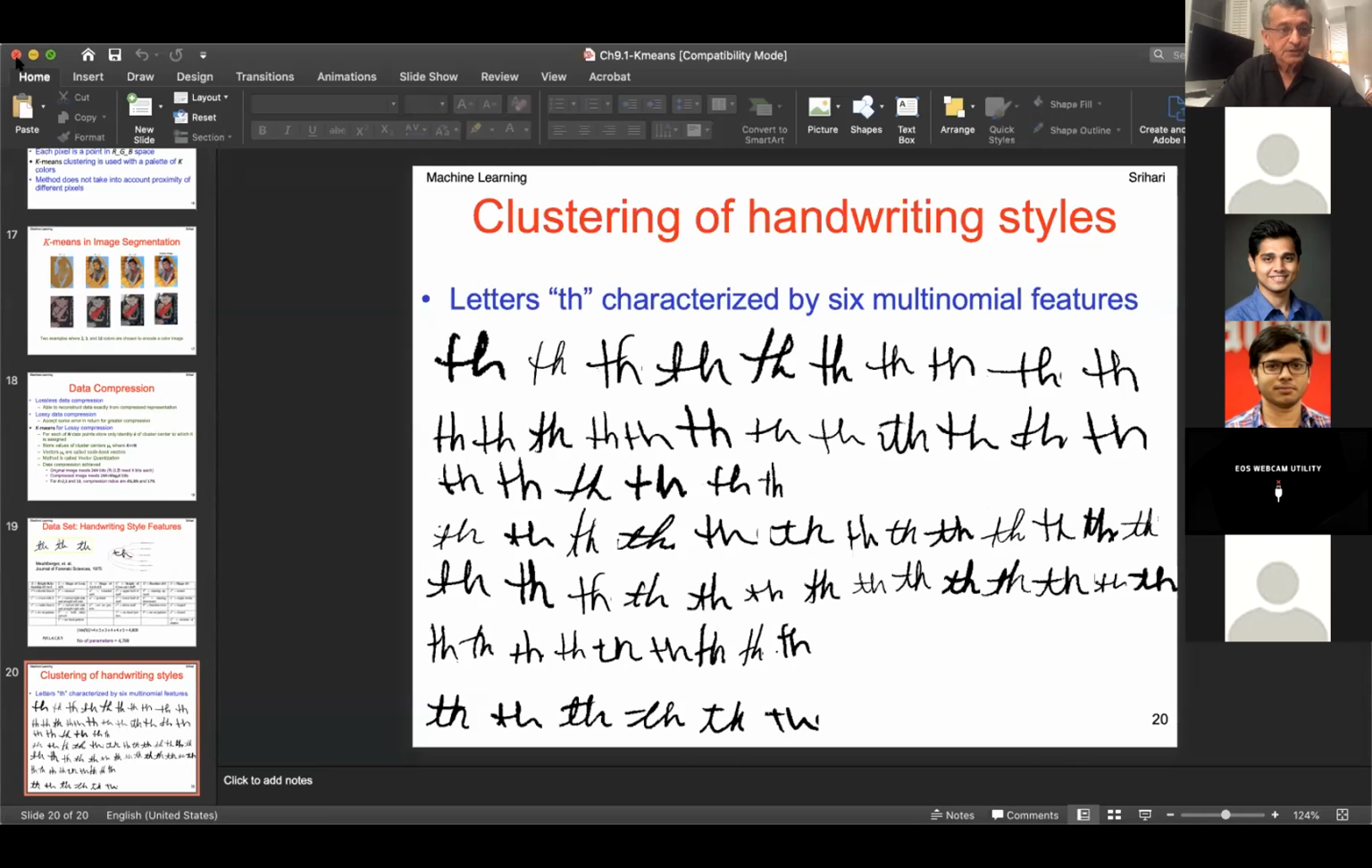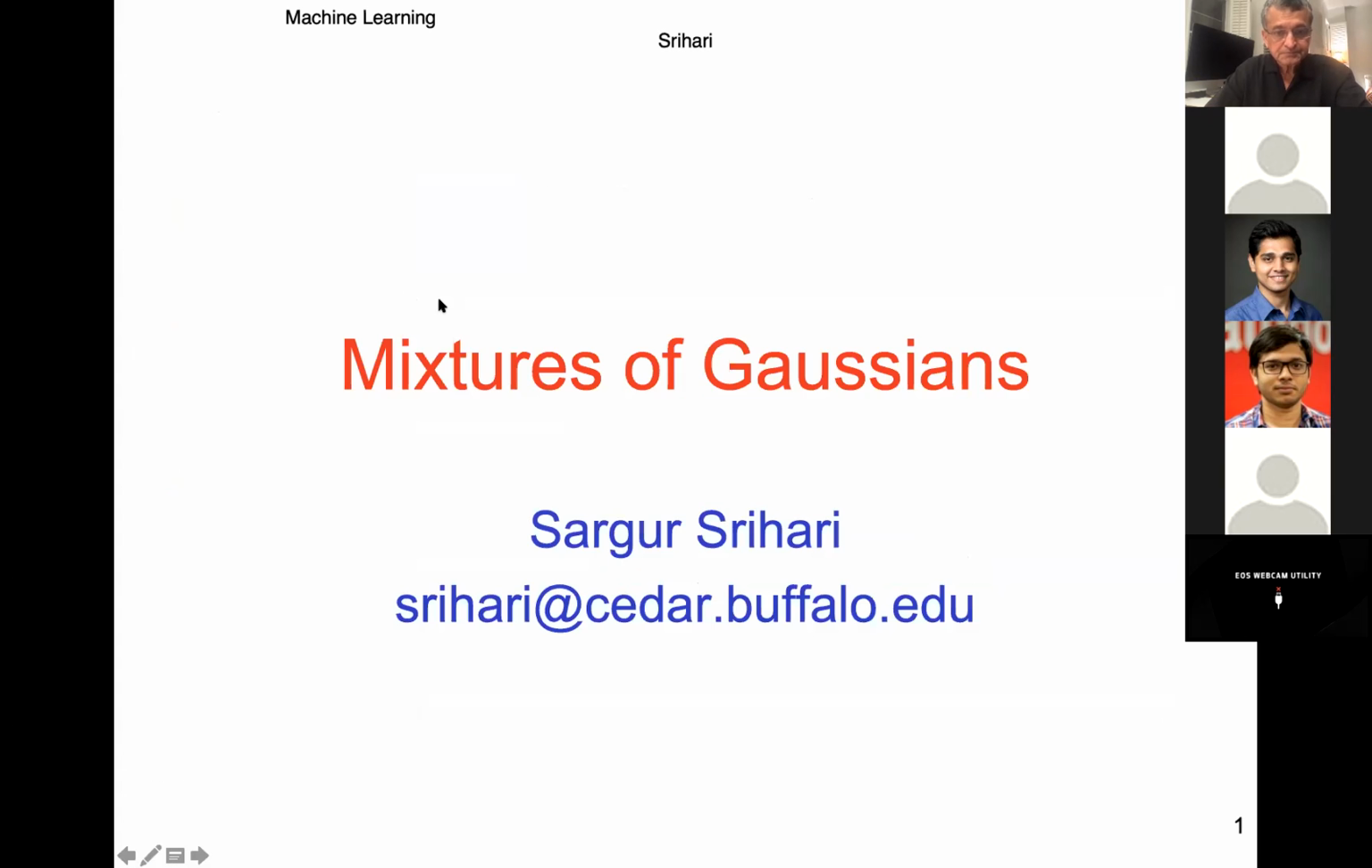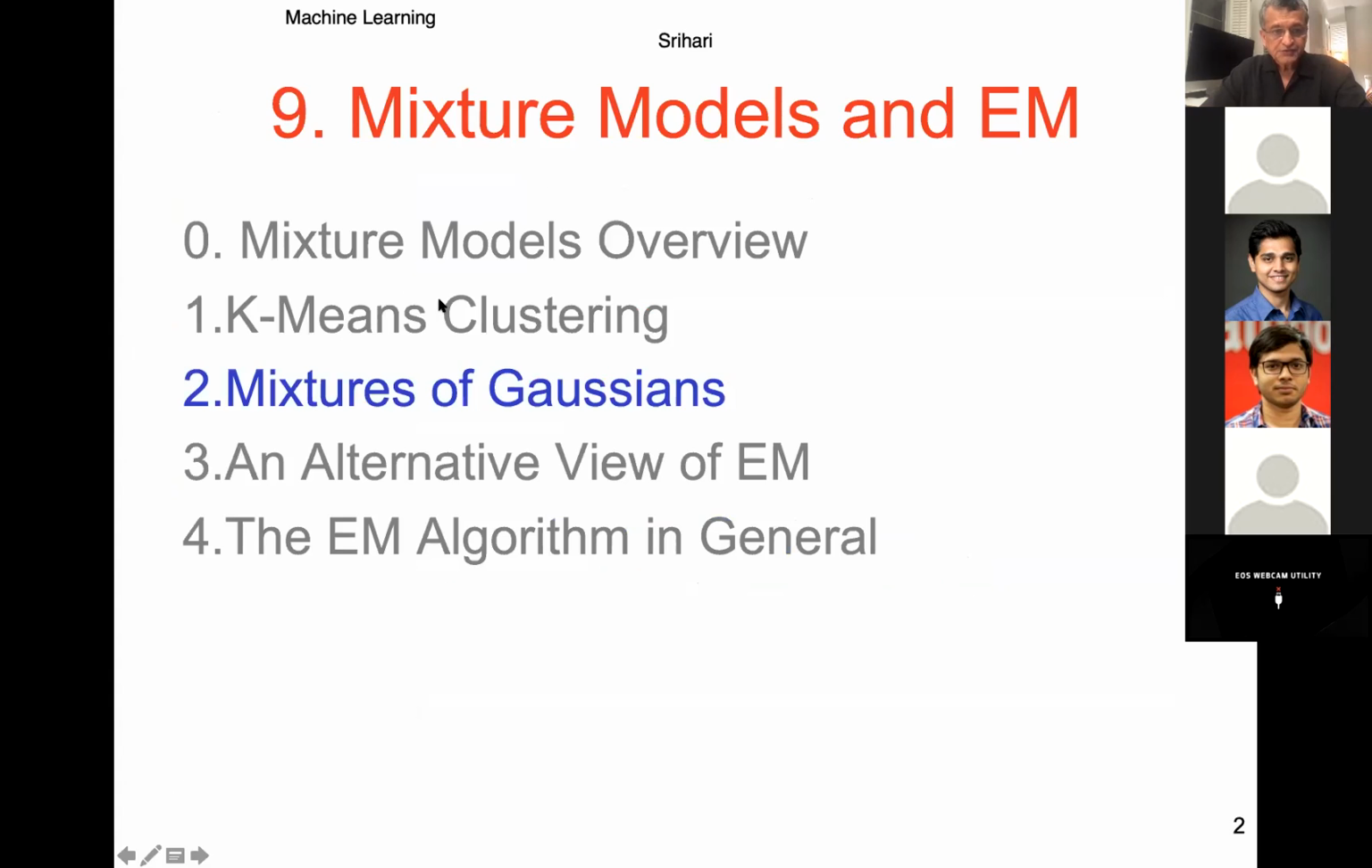Okay. So let's go to the next topic, which is mixture models, mixtures of Gaussians. All right, so we just finished k-means clustering. So we are on to mixtures of Gaussians.